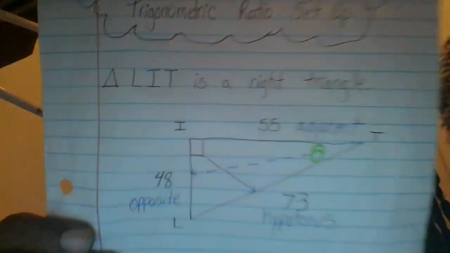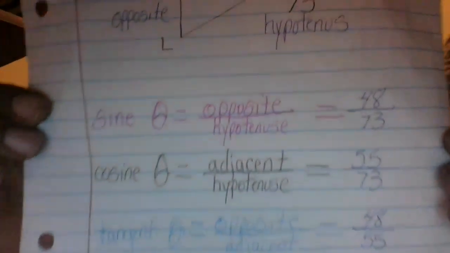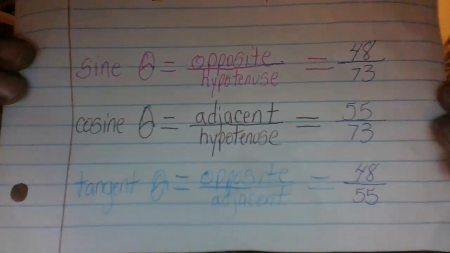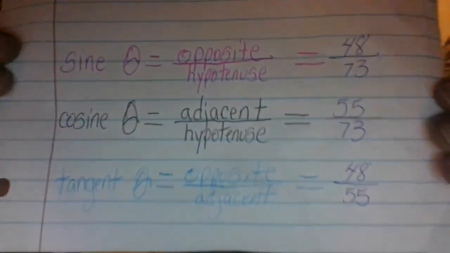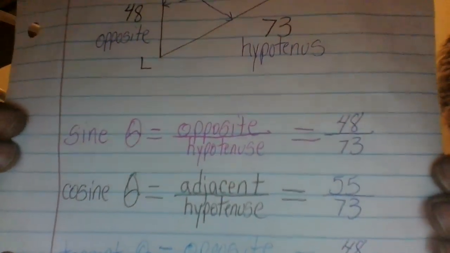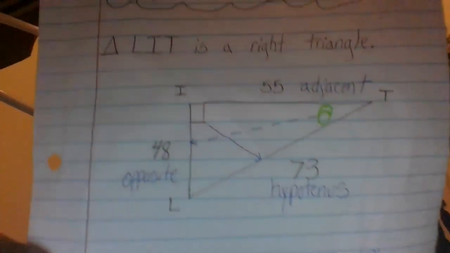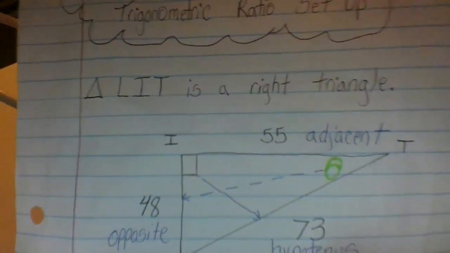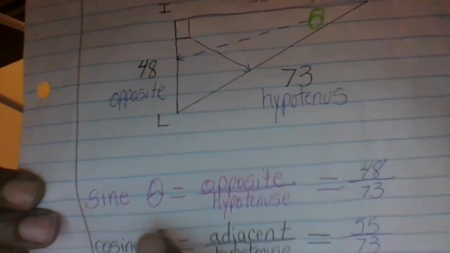So now that we've identified and labeled all the parts of the right triangle, that makes it so much easier to get these trigonometric ratios together. The ratios are always going to be the same for sine, cosine, and tangent. For sine, opposite over hypotenuse is always the setup for the ratio or the fraction. Now we look at our right triangle LIT. We've identified the opposite side is 48 and the hypotenuse is 73, so we can place that right on in. That's the trigonometric ratio for sine of theta.